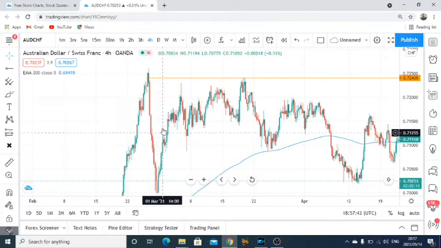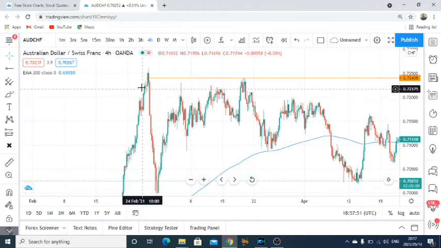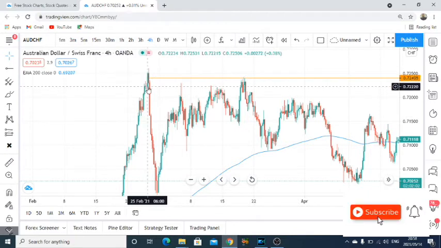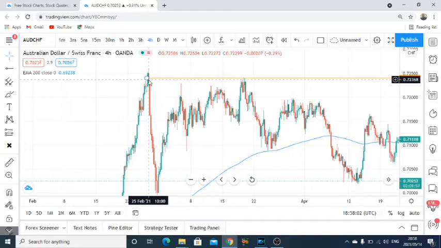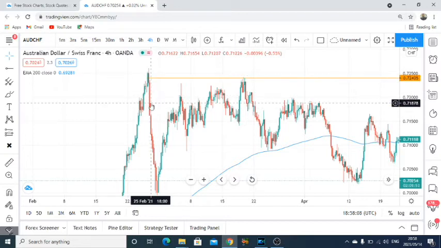Not a small candle down move, but a huge one. You can see how huge the candle is going to the downside. That means this is the bearish order block, because after this candle, the market has speedily moved to the downside. You can see the long candles, the candles are very long, going to the downside.